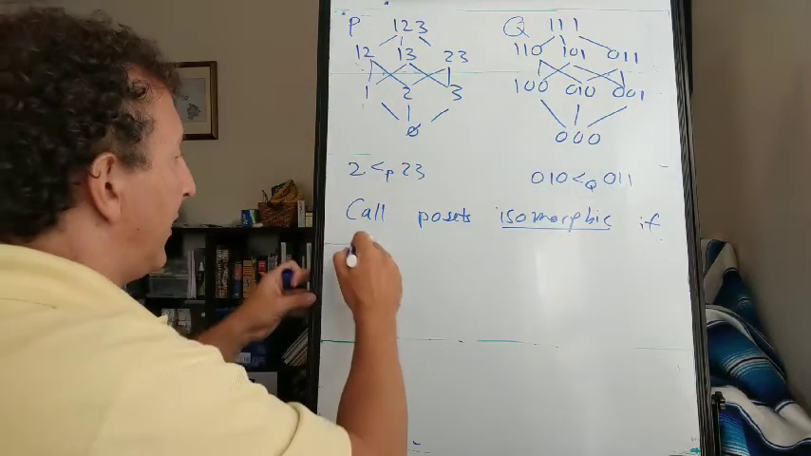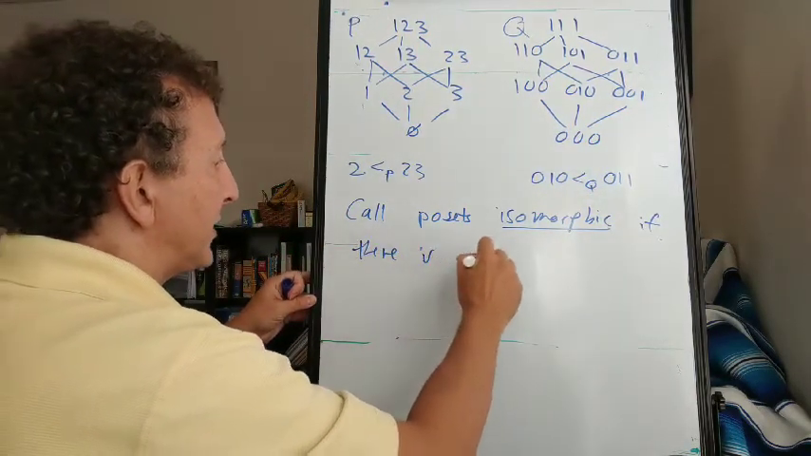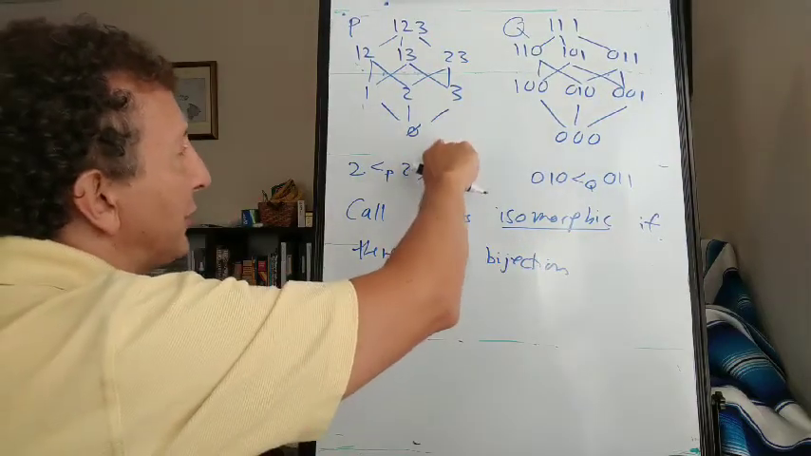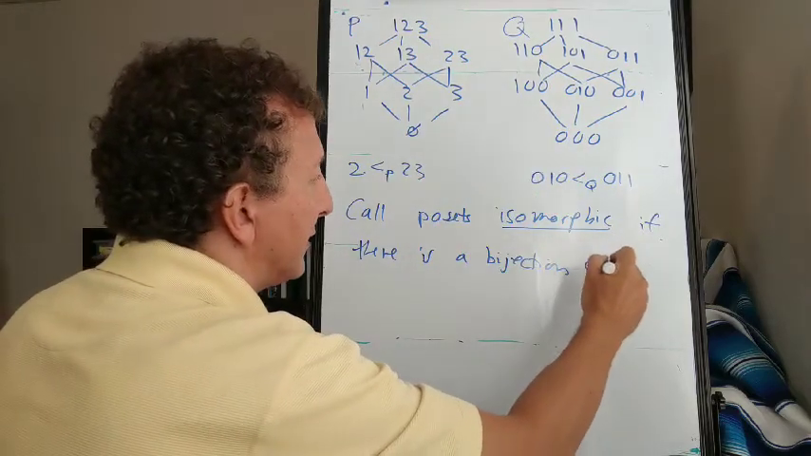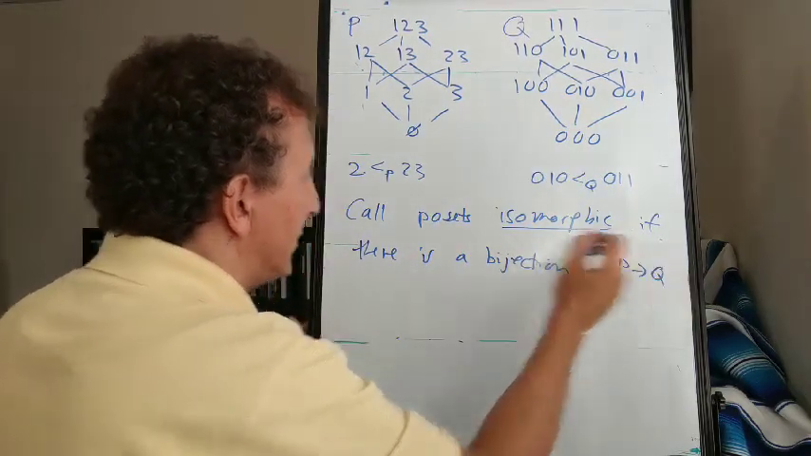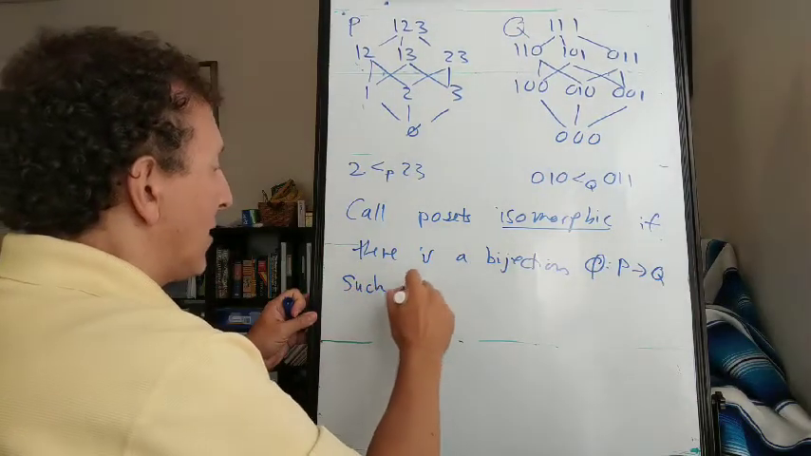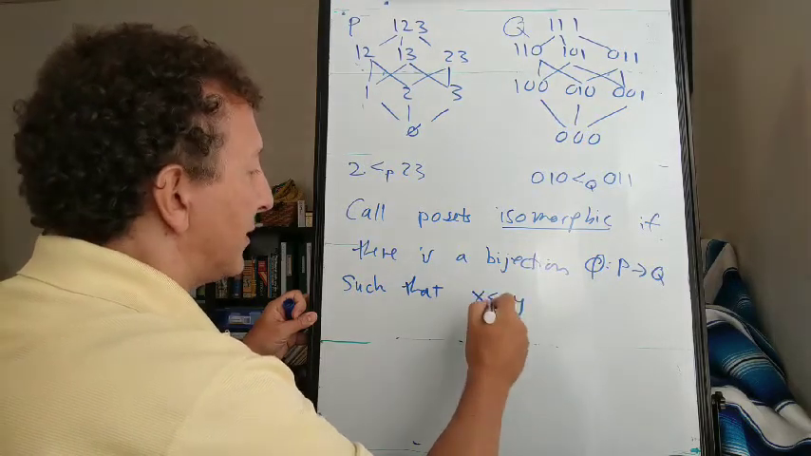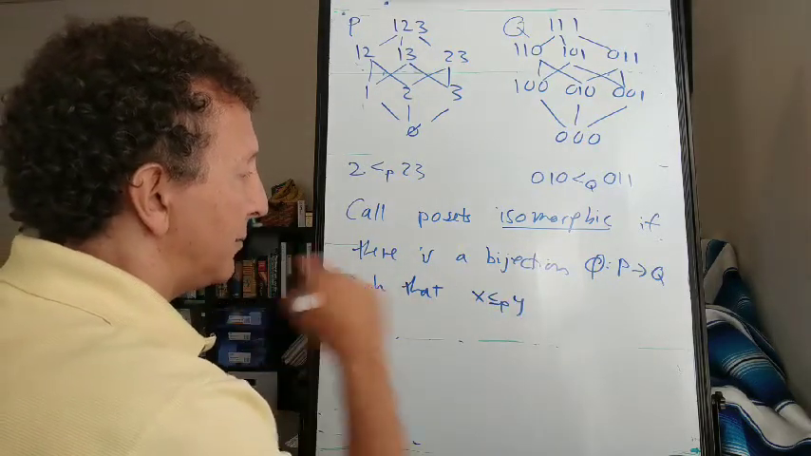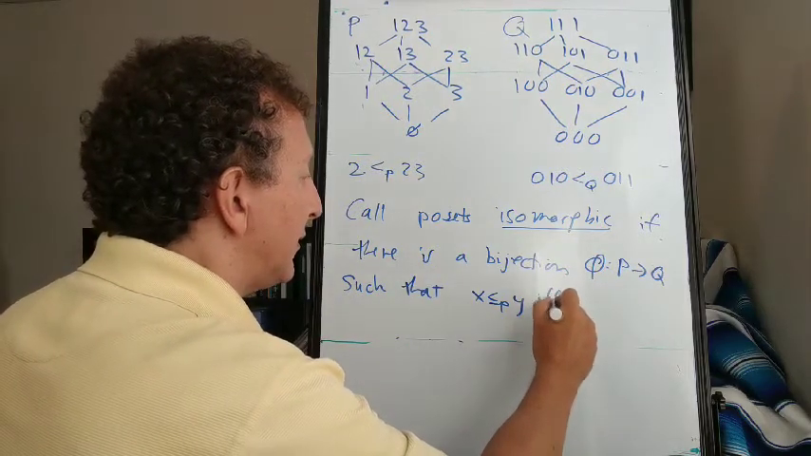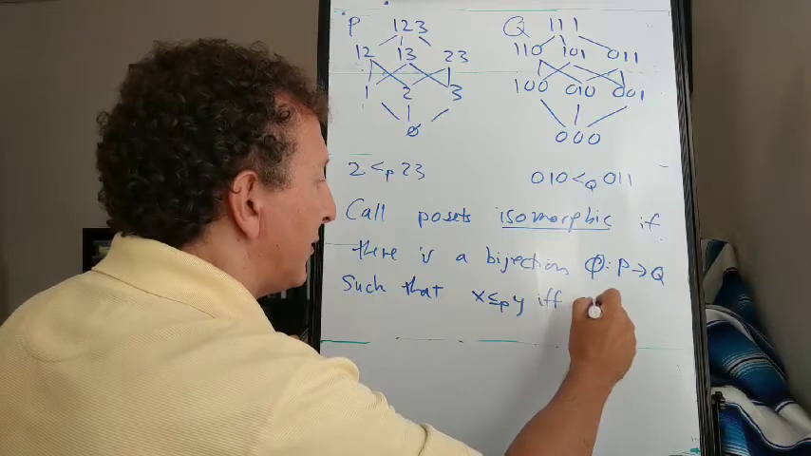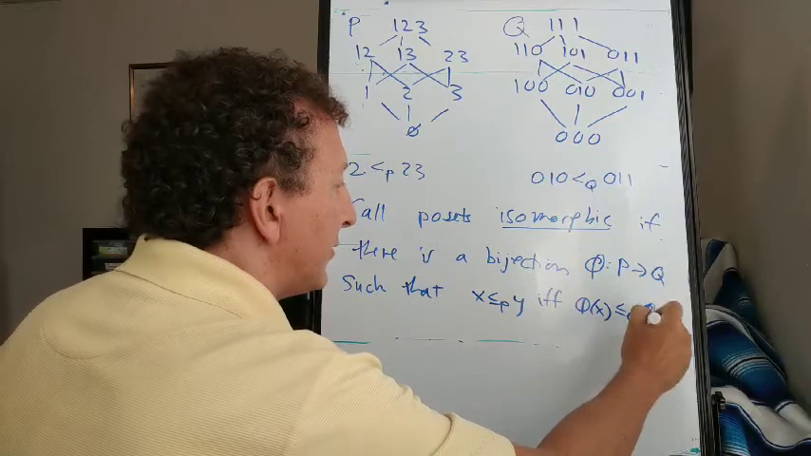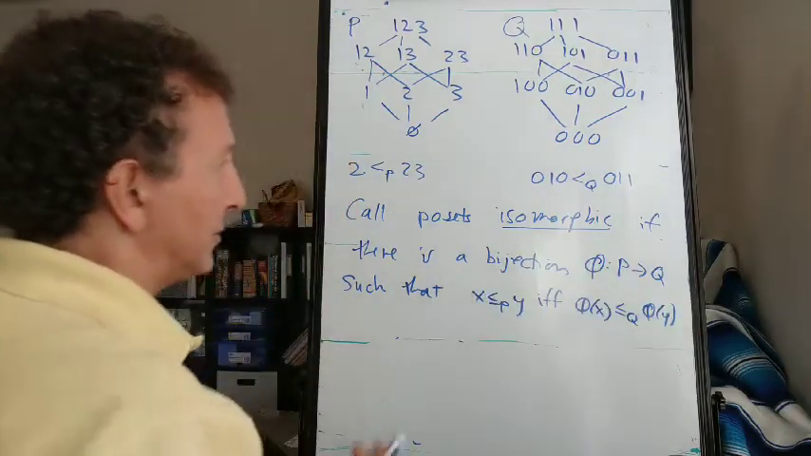If there is a bijection, so a perfect matching of the elements in one poset with the elements of another poset, let's say phi from P to Q, such that x is less than or equal to y in P if and only if phi of x is less than or equal to phi of y in Q.